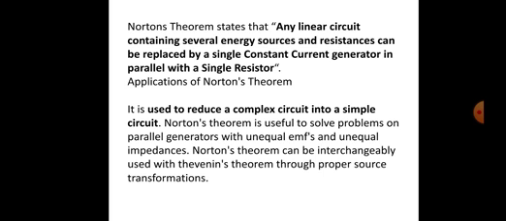Step 3. Replace the power source. All voltage sources are replaced with short circuits and all current sources are replaced with open circuits. Step 4. Calculate the Norton resistance, the total resistance between the open circuit connection points after all sources have been removed.